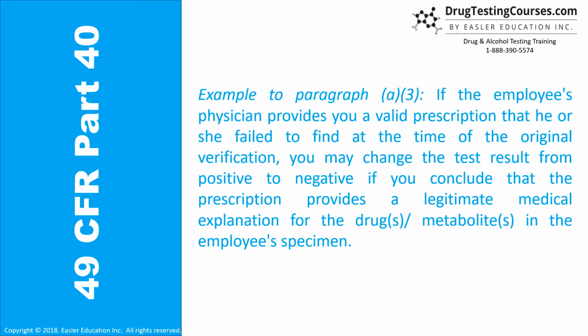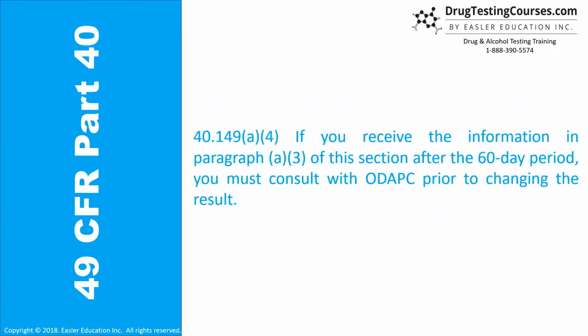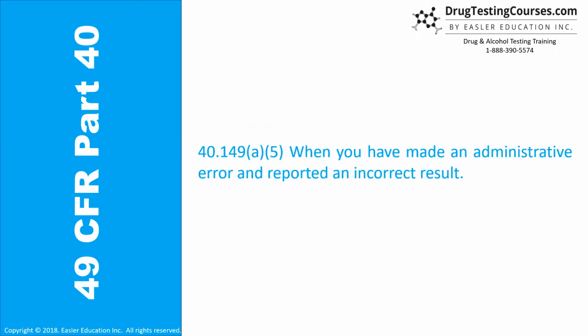Example to paragraph (a)(3). If the employee's physician provides you a valid prescription that he or she failed to find at the time of the original verification, you may change the test result from positive to negative if you conclude that the prescription provides a legitimate medical explanation for the drug or metabolite in the employee's specimen. 40.149(a)(4). If you receive the information in paragraph (a)(3) of this section after the 60-day period, you must consult with ODAPC prior to changing the result. 40.149(a)(5). When you have made an administrative error and reported an incorrect result.